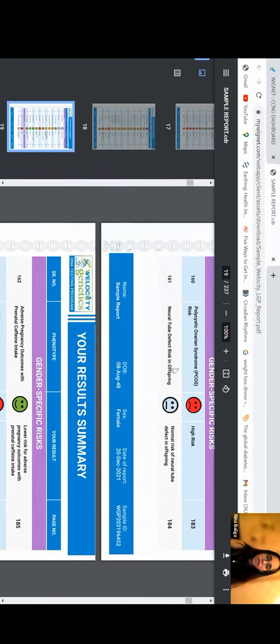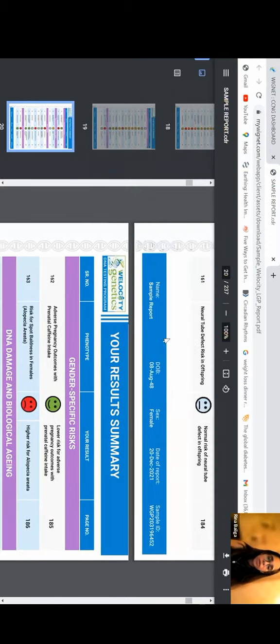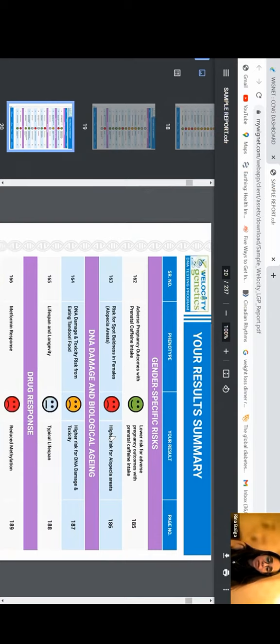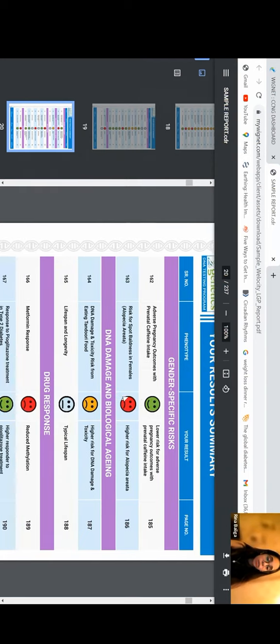Then gender-specific risks talks about male and female, like I said, and this is a female's report. So here is polycystic ovarian syndrome, neural tube defect in offspring. In this case, if the mother does not take care of B9, B12, and B6, the child will end up with a spinal defect. Okay. Adverse pregnancy outcomes with caffeine. A lot of women take caffeine even during pregnancy. So as per the genetics, if the person takes caffeine and they have a high risk, it leads to a low birth weight infant or a premature pregnancy.